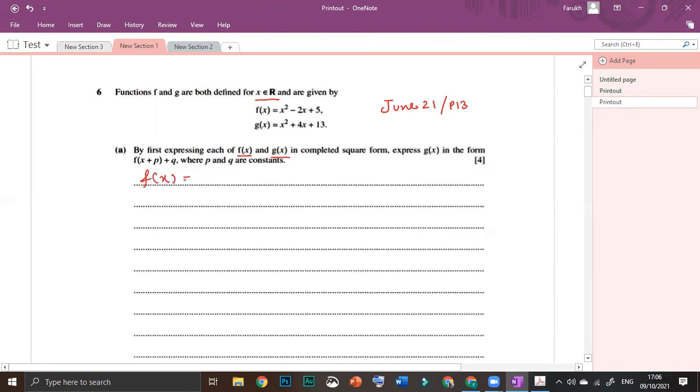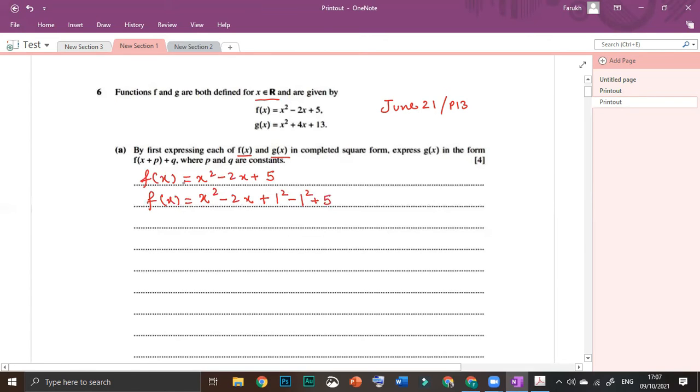f of x is equal to x square minus 2x plus 5. To convert any expression into complete square form, the coefficient of x square should be 1. Yes, it is 1. Now, the coefficient of x is 2. We will take half of the coefficient of x. Half of 2 is 1. We will add the square of 1 and subtract the square of 1 to balance the expression.